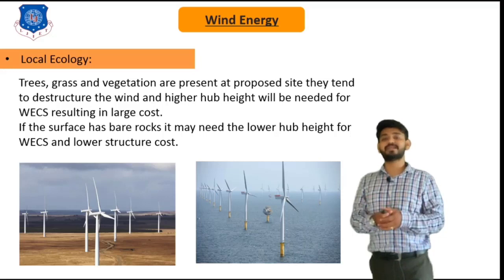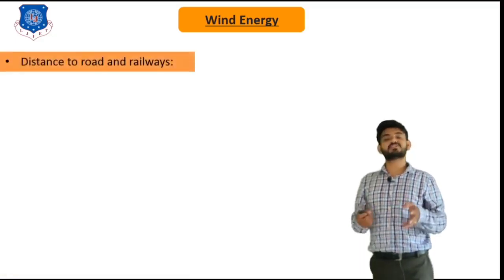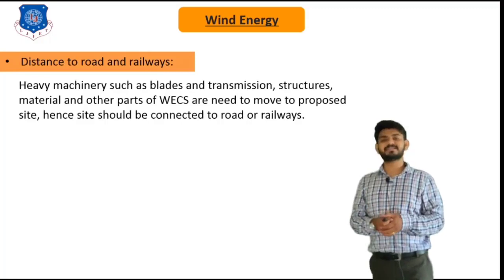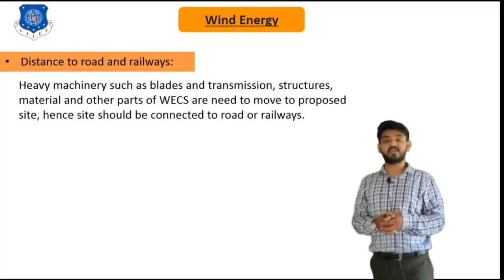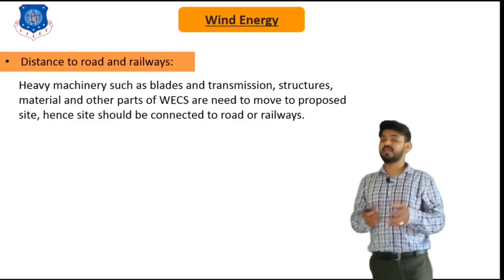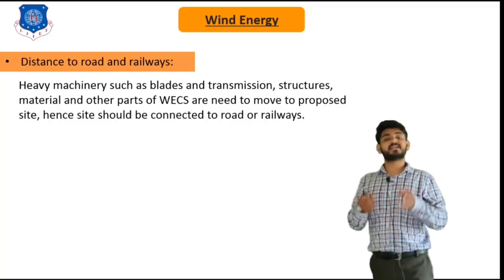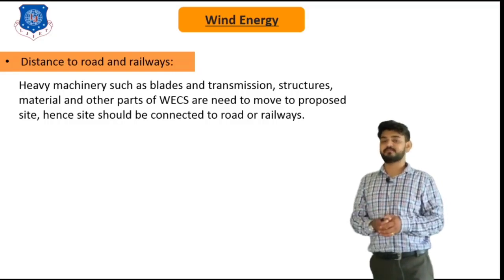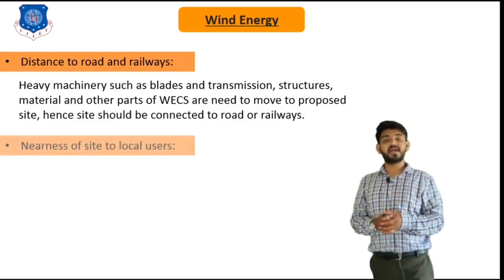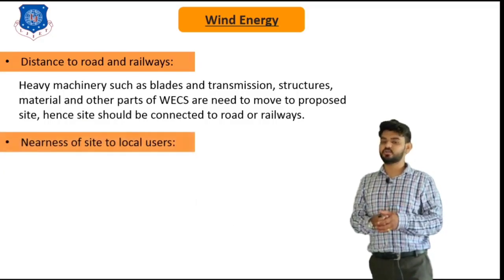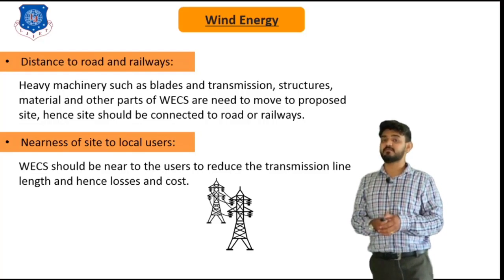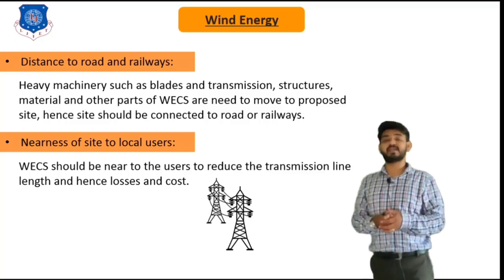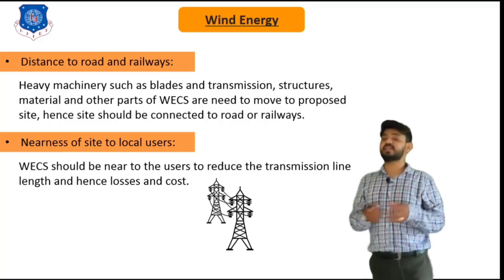Now let's move to the next criteria, that is distance to road and railways. Since a wind energy conversion system involves very bulky and heavy equipment that needs to be transported to the proposed site, it is desirable to have a site near the road and railways. Now, the next criteria is nearness of the site to local users. The wind energy conversion system should be near the user so that we can reduce the transmission line and reduce the losses in transmission.